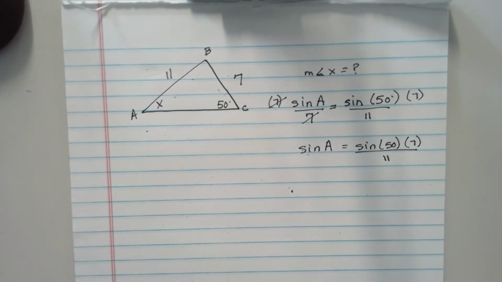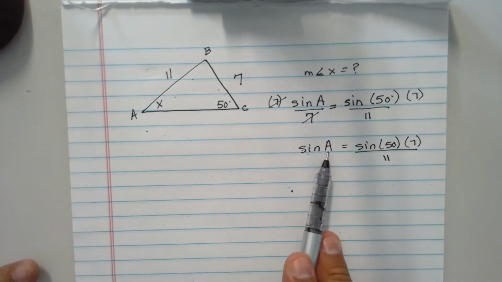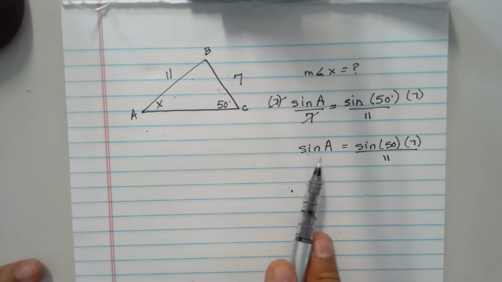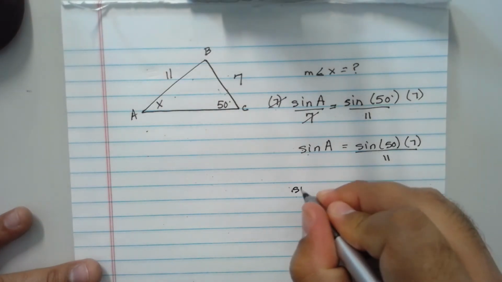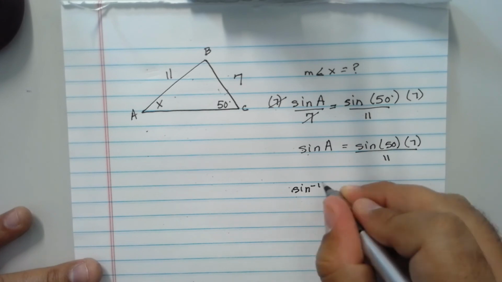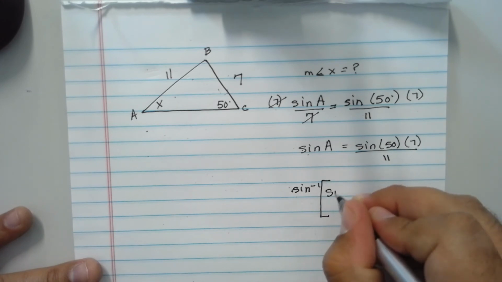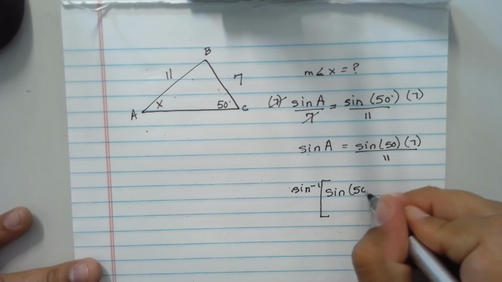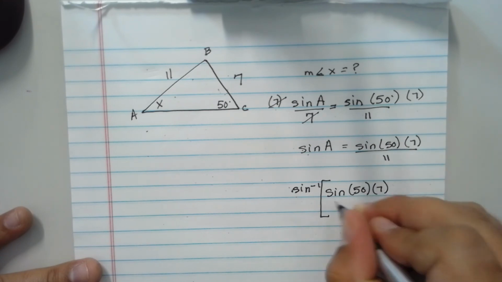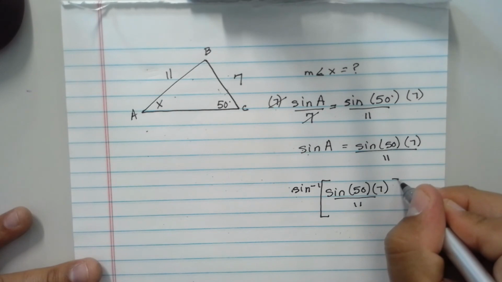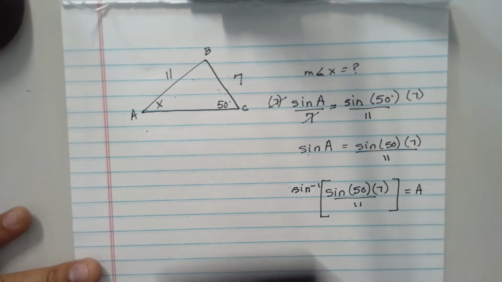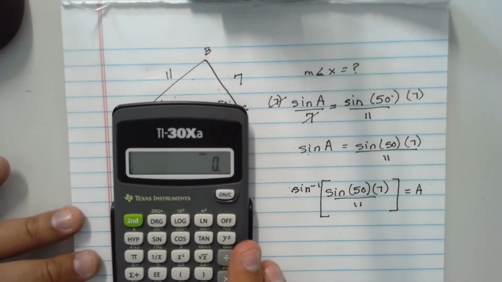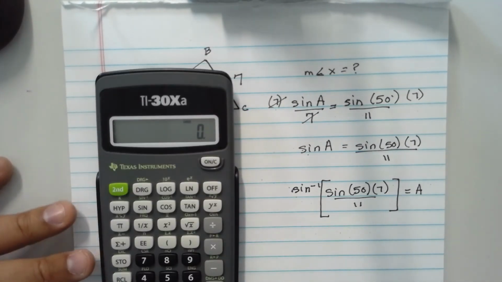Well, in this case here, we're trying to solve for the angle A. So what's the final step? Every single time we're trying to solve for an angle, you should always take the inverse of sine. So what should we do to both sides? Well, I'm going to take the inverse, sine -1 of 50 times 7 over 11, which gives you what? The angle A. So I want you guys to try it out and see what you get, and I'll work it out myself.